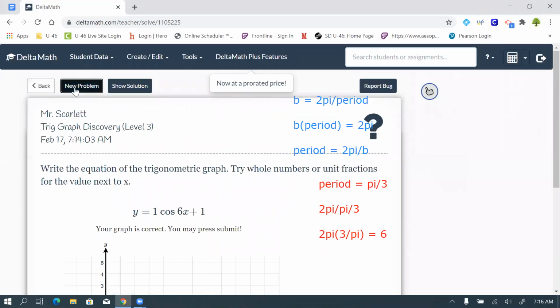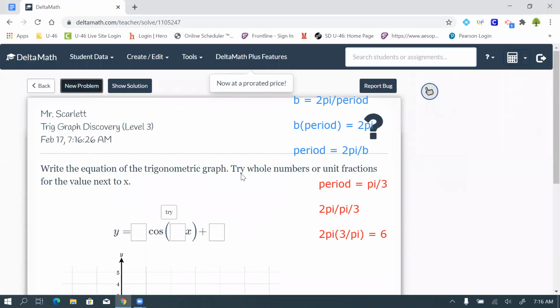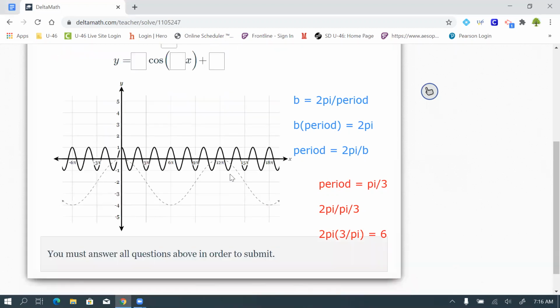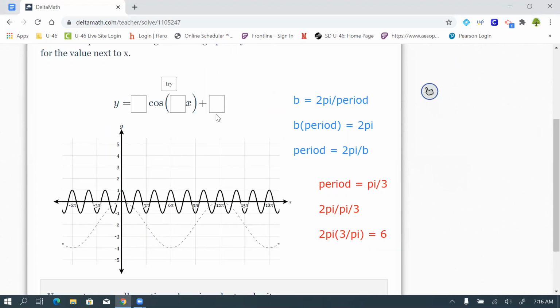Let's try another one. Okay, this is a good one to do. Okay, so the dashed line, the black one, is just the regular cosine function. The dashed one has a midline of -2. So that's, I always like to start there, -2.